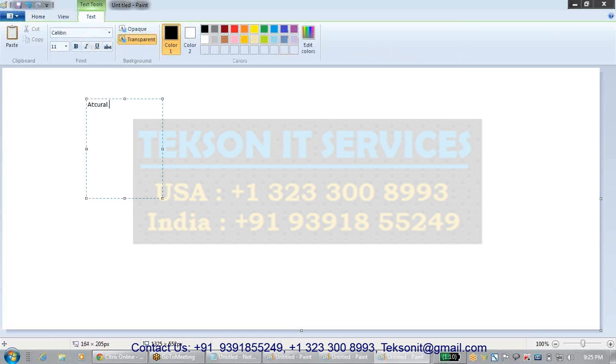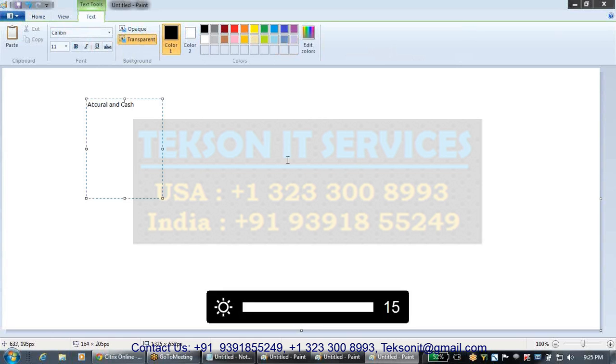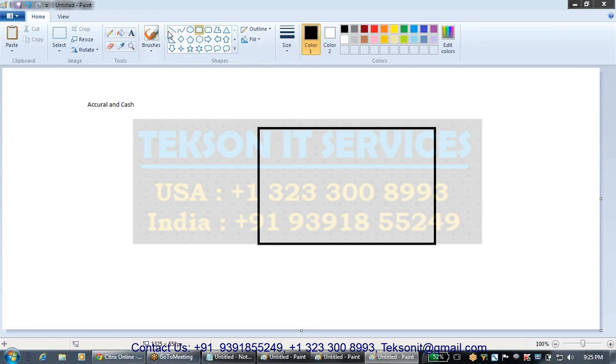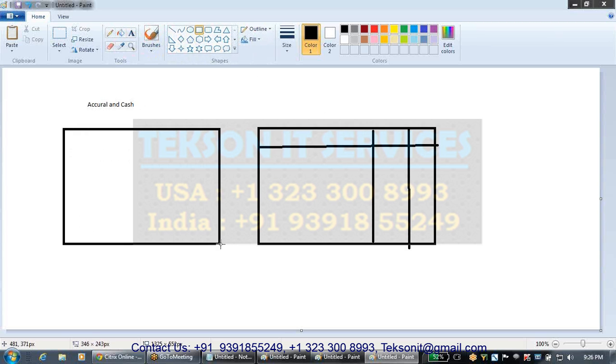We have accrual and cash basis, right? What do you mean by accrual and what do you mean by cash basis? Oh, I will explain.